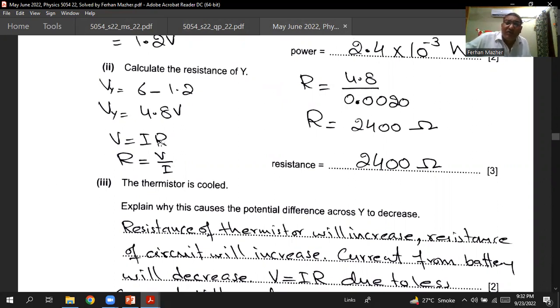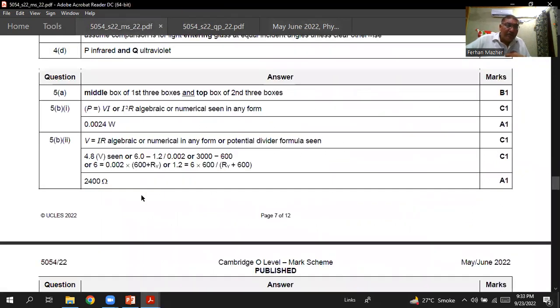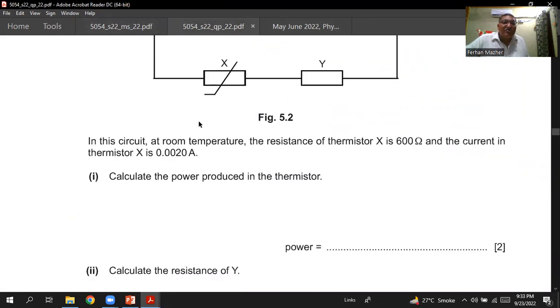That will be 6 minus 1.2, and that will be 4.8 volt. And we know the current flowing through the Y also is 0.0020 ampere. So V equals IR, R will be equal to V divided by I. So R will be equal to 4.8 divided by 0.0020, and you get 2400 ohm. So the resistance of the Y will be 2400 ohm. I hope you understand. Let's check from the marking scheme. Our answer is right, sir. So let's go to the next part.